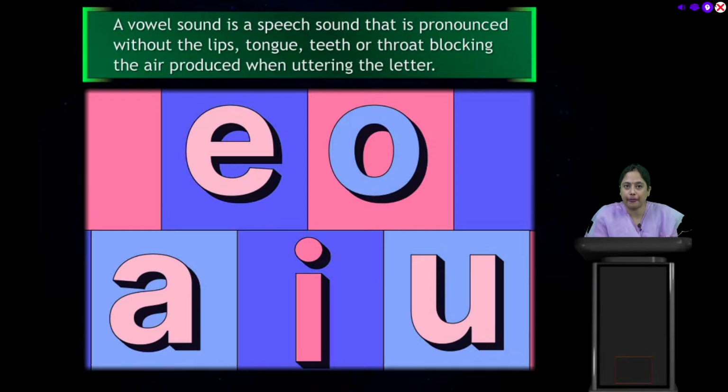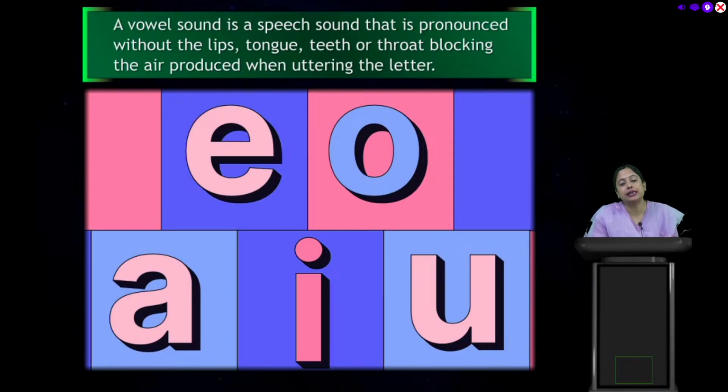Say A, E, I, O and U. So when we produce the sound of these letters, what do we notice? When we say A, E, I, O, U, notice the mouth movement. Our tongues don't touch. Our lips don't touch. Our teeth don't touch. Neither does our throat block the passage of air which comes out. That means when we produce the vowel sounds A, E, I, O, U, there is no mouth movement involved.